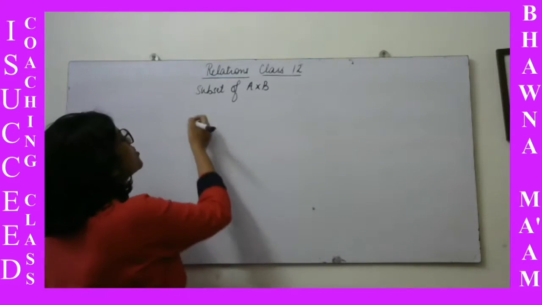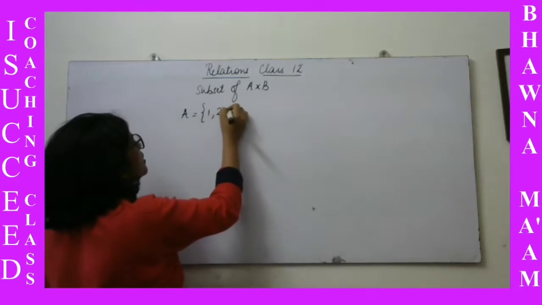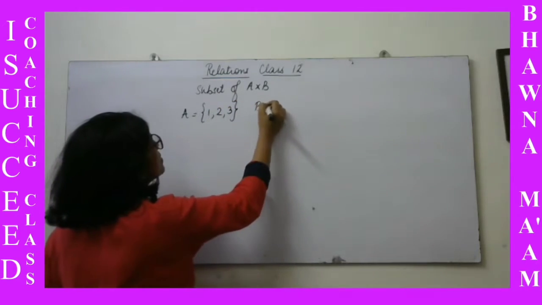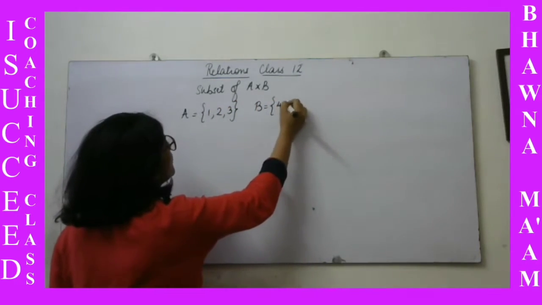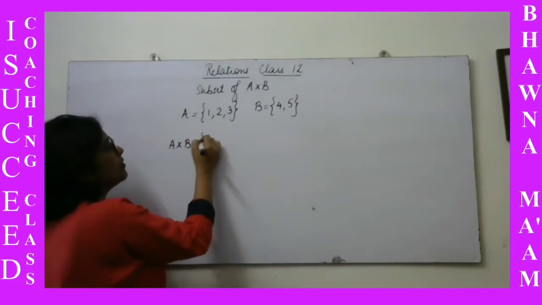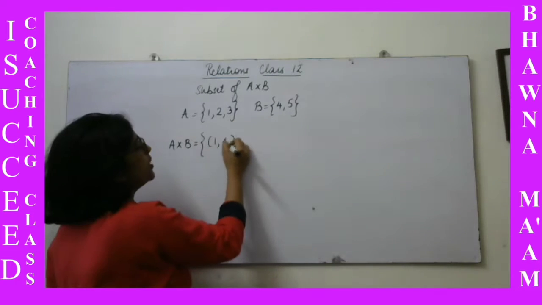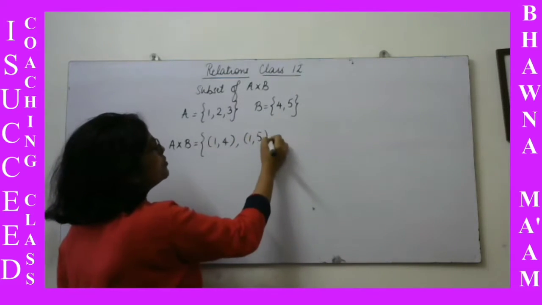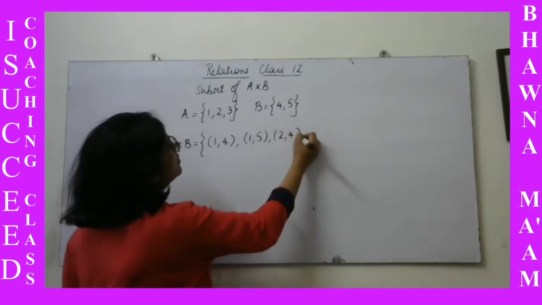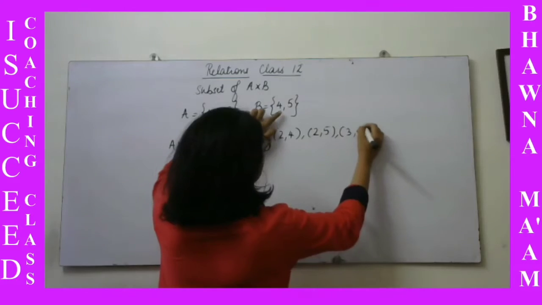Okay. So suppose if I take the set A as 1, 2, 3 and set B as say 4, 5. Then we find that A cross B is 1, 4, 1, 5, 2, 4, 2, 5 and 3, 4, 3, 5.